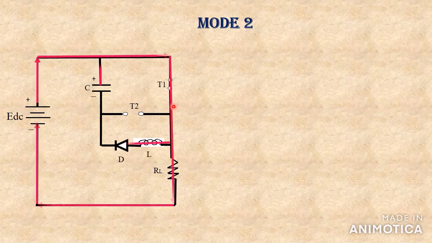At the same time, the capacitor will discharge through C plus, T1, through the inductance and the diode. So this is the discharging path of the capacitor. Once the capacitor is fully discharged, it will start charging in the reverse direction, that is with upper plate negative and lower plate positive. So at the end of this mode, the capacitor will get completely charged with the voltage equal to minus EDC.